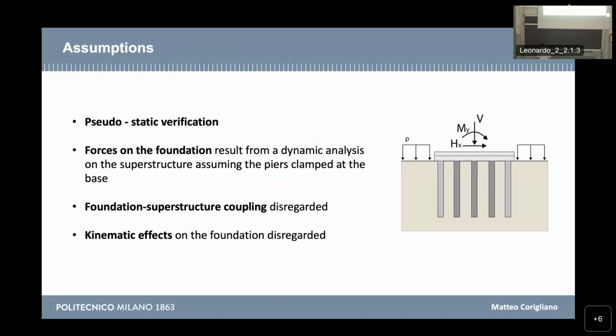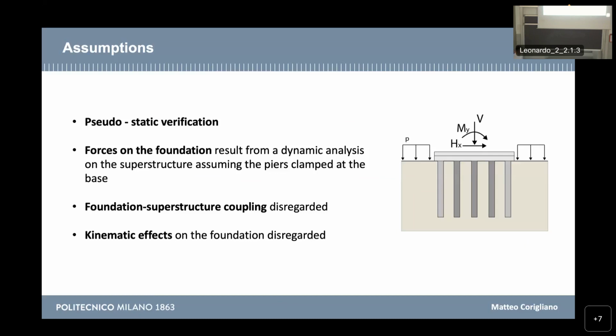So, with the objective of having a simple tool, some assumptions must be made, and the assumptions are made starting from the current design code prescriptions. So the standard code is my first point to consider. And so the verification that I propose will be a pseudo-static verification.